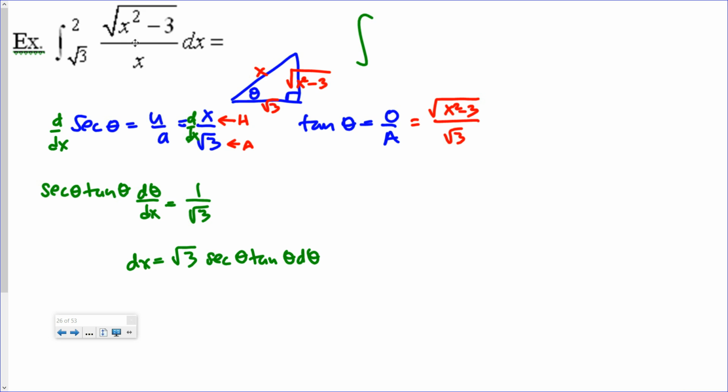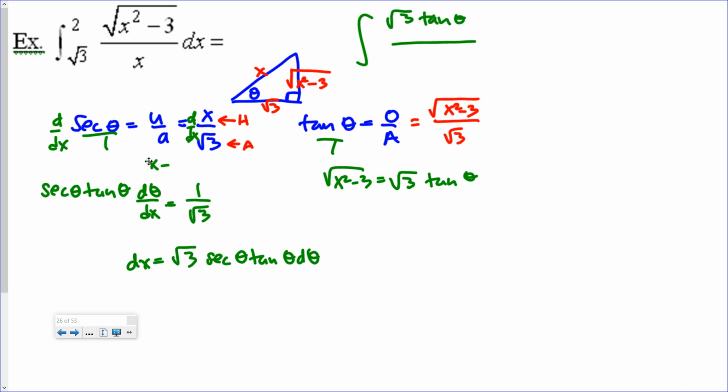All right, so let me go ahead and rewrite this integral. On the top, I have the square root of x squared minus 3, and I can see over here, if I cross multiply here, that the square root of x squared minus 3 is equal to the square root of 3 times tangent theta. So I'm going to put that on the top here, the square root of 3 times tangent theta. Now, on the bottom I have x, so I have to figure out what x is in terms of theta. And if I cross multiply right here, I can get x is equal to the square root of 3 times secant theta. And that's exactly what I'll put in for x here.